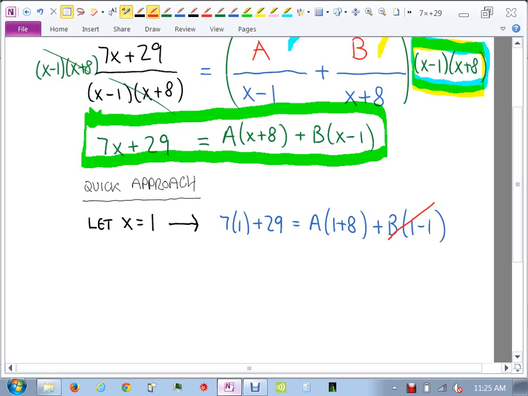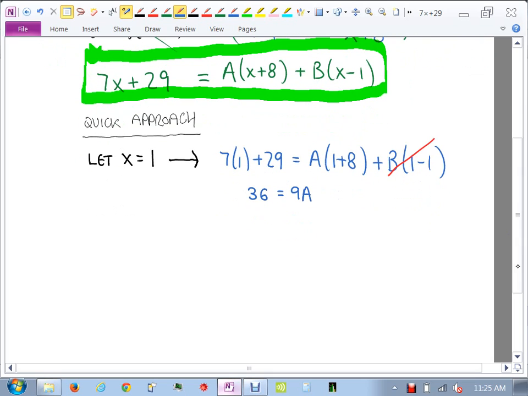This b term's gone because that's b times 0. 7 plus 29 is 36. 1 plus 8 is 9. A times 9 is 9a. Can you solve that for a? Divide both sides by 9. A is 4. So I have a. Does that match up to what we said a should be? Okay. Now let's go get b.